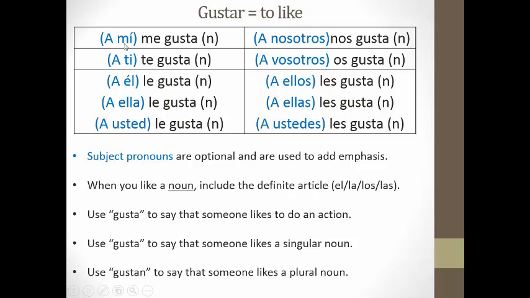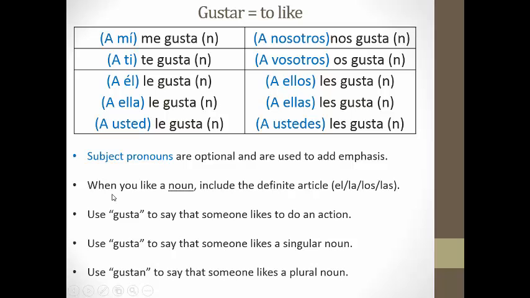First up, subject pronouns, which are written here in blue. Remember that they're optional. That's why I put them in parentheses. And they're typically used to add emphasis. So you can say, me gusta leer, meaning I like to read, or a mí me gusta leer. Both are correct, purely optional.